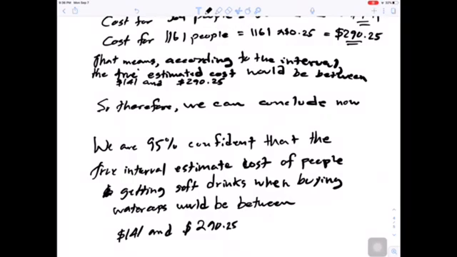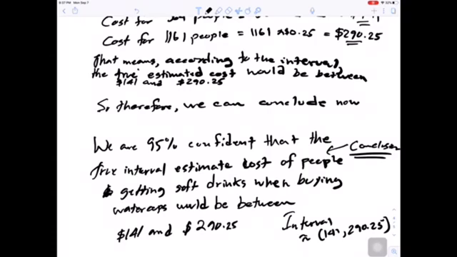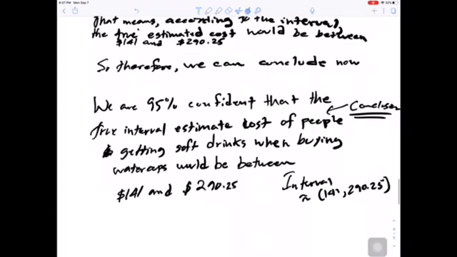So for our conclusion, we can say that we are 95% confident that the true interval estimate cost for people getting soft drinks when buying water cups would be between $141 and $290.25. That would be our conclusion.